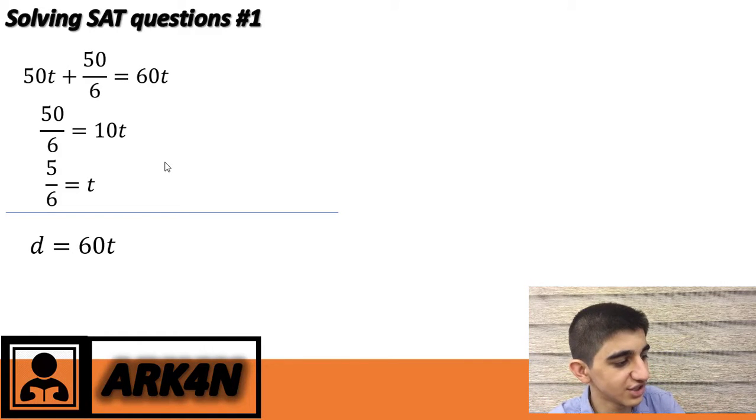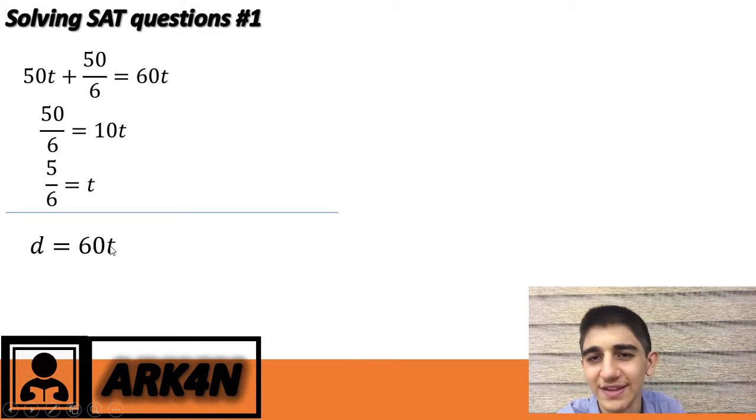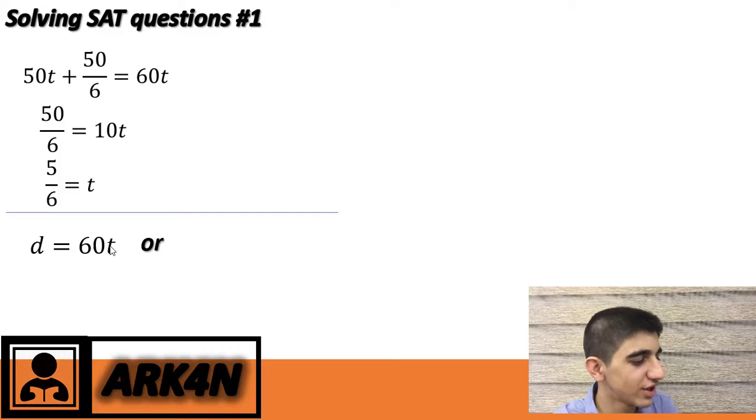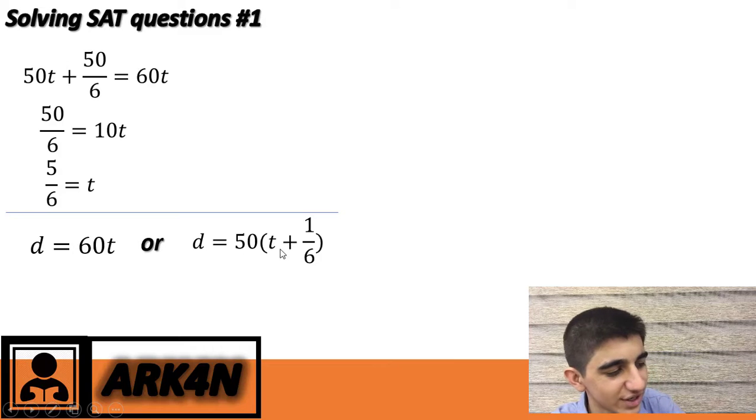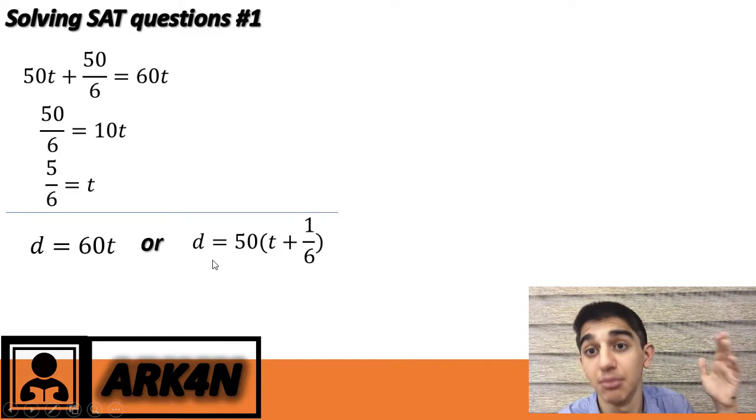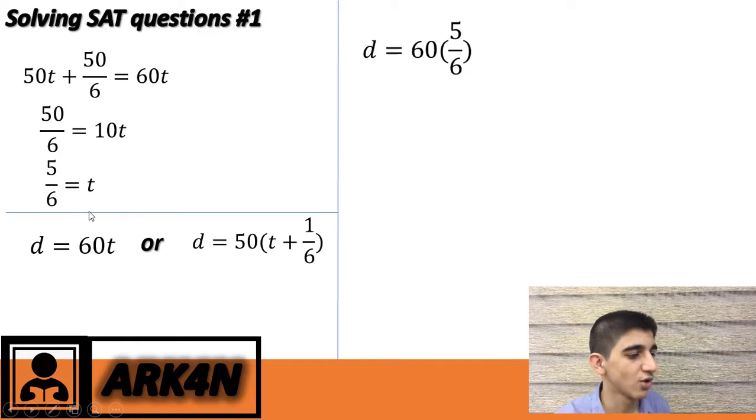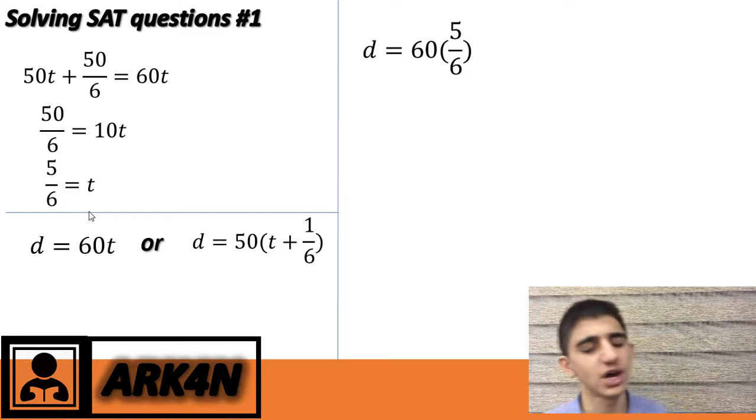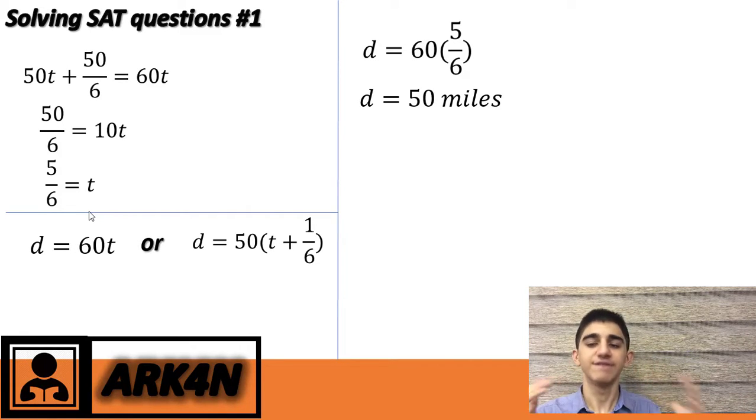I mean, we have d equals 60t, but here we have 60 times 5/6, we get the d, right? We can use the other equation, which says 50 times t plus 1/6. We can plug in this t, 5/6 plus 1/6, and we get the answer in d, in miles actually. But we don't need to. This is simpler. We just say 60 times 5/6, right? We get 50 miles. The distance from home to office, office to home, doesn't matter. The distance is 50 miles.